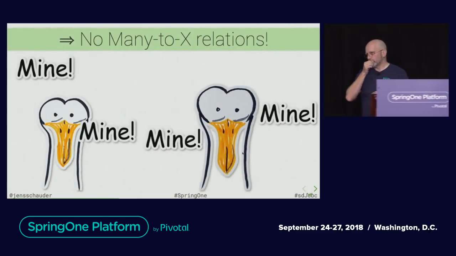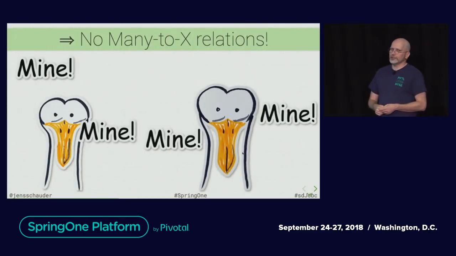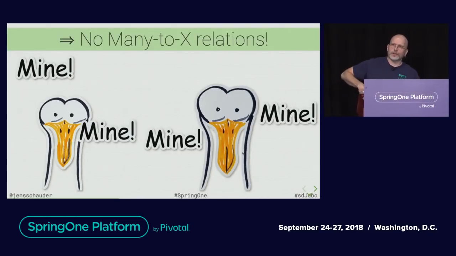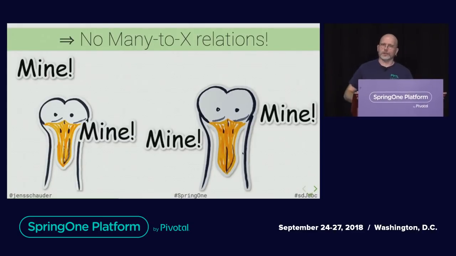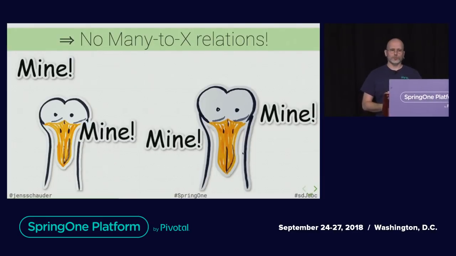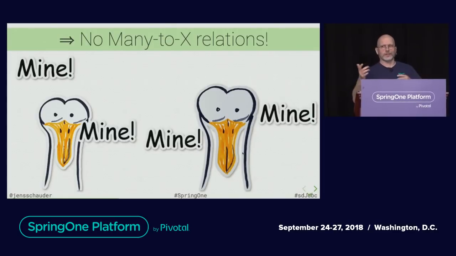The answer is Spring Data JDBC doesn't really do many-to-x relations. And when I realized that, which was like one year ago, I was like, you can't possibly do that. They will shoot you. But I'm in the US, like, there's weapon controls out there.